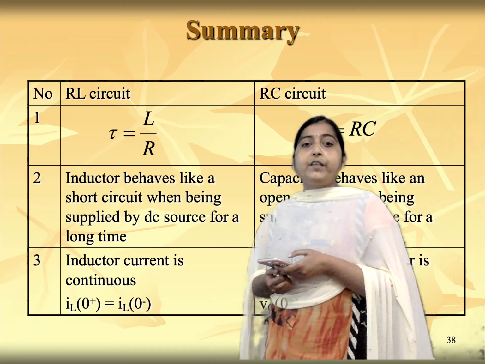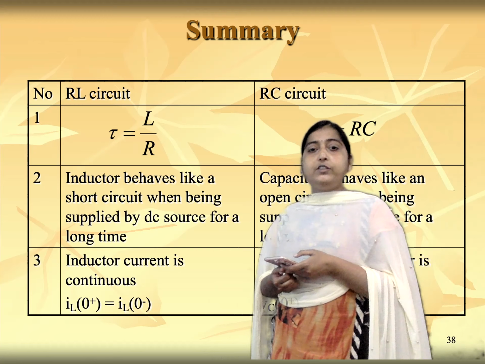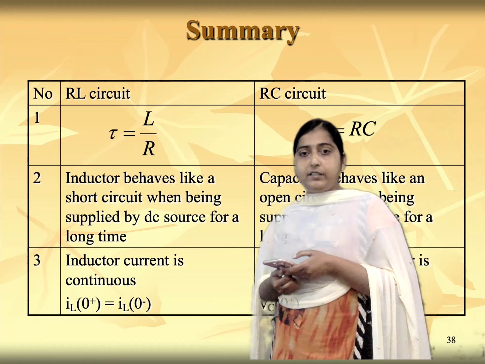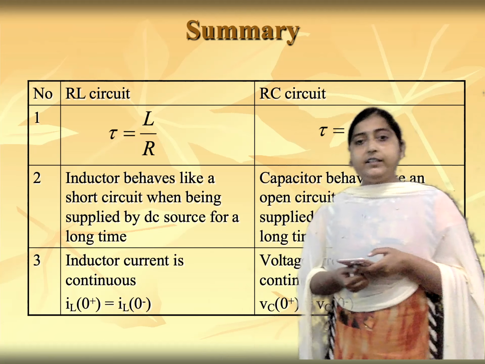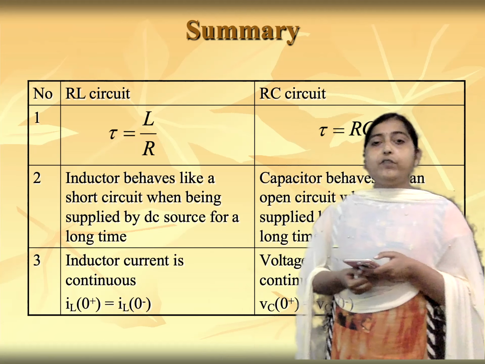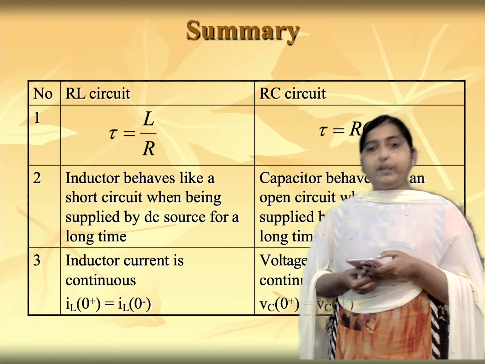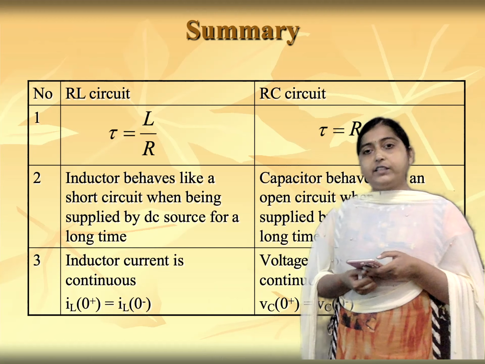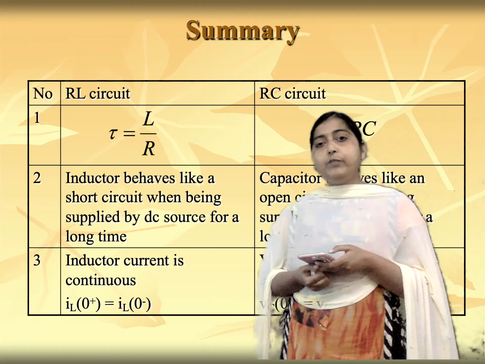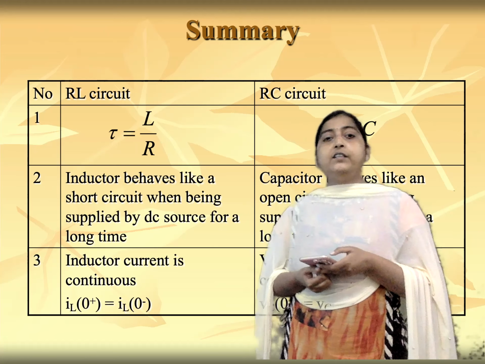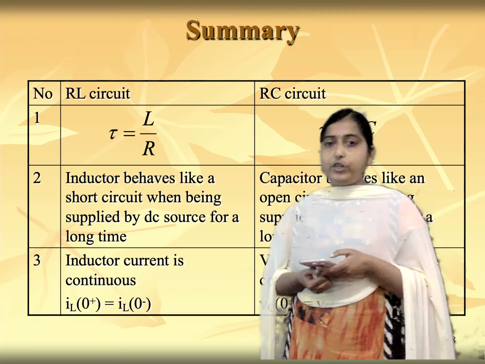So, if a constant current is flowing through an inductor, then the differentiation of I with respect to t will become 0 because it is constant. Hence, V will be equal to 0. As V becomes 0, that means the inductor is behaving like a short circuit.